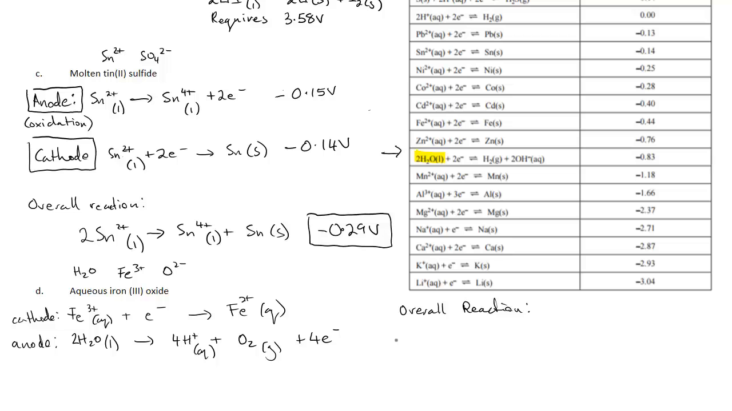Now, the overall reaction that will be taking place: the cathode equation needs to be multiplied by a factor of 4 because we have to have 4 electrons being gained. There are 4 electrons being lost here. So we need 4 Fe3+ plus 2 waters gives us 4 Fe2+ plus 4 H+ plus oxygen. So that's going to be gas. That's aqueous.